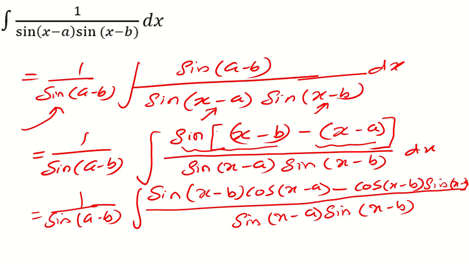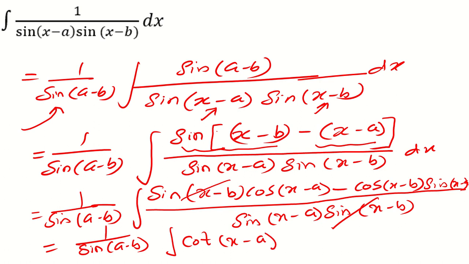Okay, now make them separate. I don't have that much space, so maybe you can take a screenshot and then I'll write again on this screen. See, if you make it separate, then one time here sine(x minus b) will be cancelled out, and cos(x minus a) over sine(x minus a) will be equal to cot(x minus a). Minus, and another time when you separate with the second term, sine(x minus a) will be cancelled out and you will get cos(x minus b) upon sine(x minus b), meaning cot(x minus b) dx.